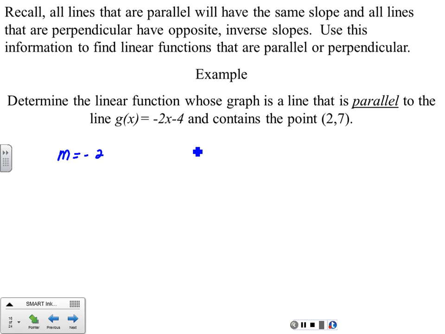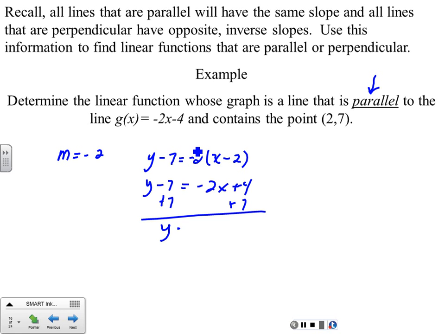So here we go again. y minus, what is y1 going to be? 7 is equal to the slope. What is that? Negative 2, because we are going parallel. Times x minus 2. Alright, so we have y minus 7 is equal to negative 2x plus 4. Add 7 to both sides. And we have y is equal to negative 2x plus 11. And we've done it.